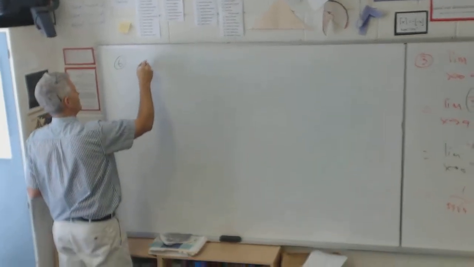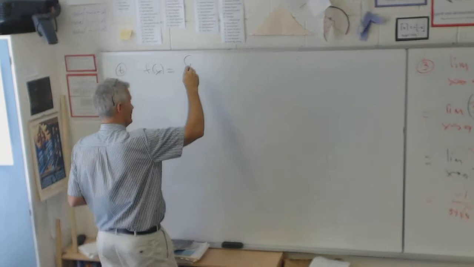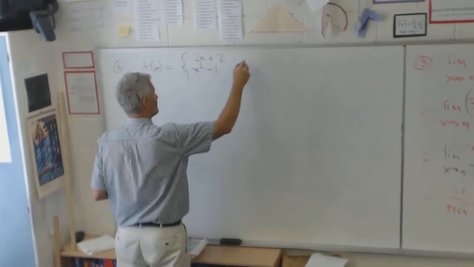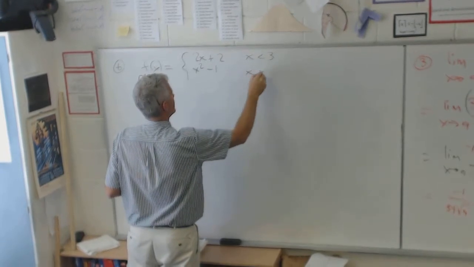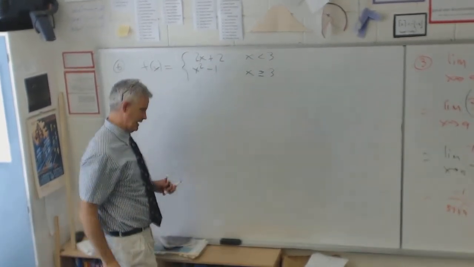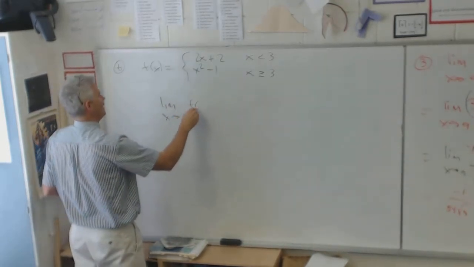Consider f of x equals piecewise defined: 2x plus 2 if x is less than 3, and this was cut off. It should say x is greater than or equal to 3 there. Okay, so they want the limit as x approaches 3 of f of x.